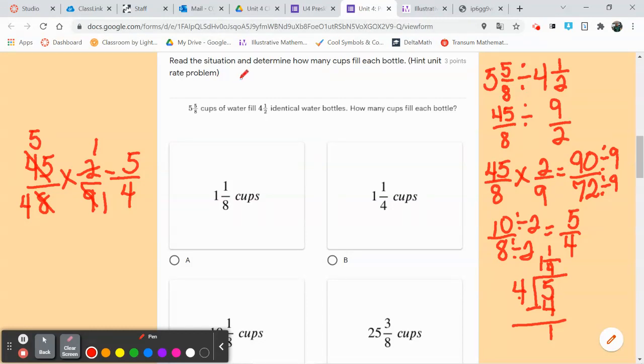So make sure you've written this down. Go ahead and pause the screen if you need to write down the work because I am going to be clearing the screen. So pause if you need to write it down.